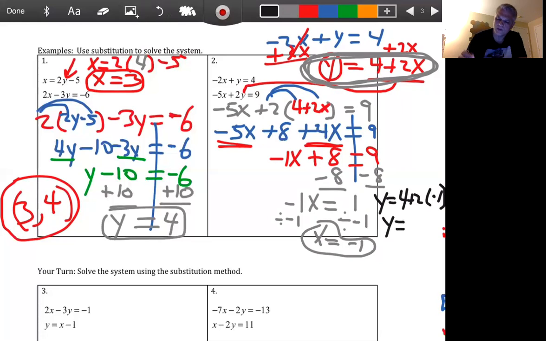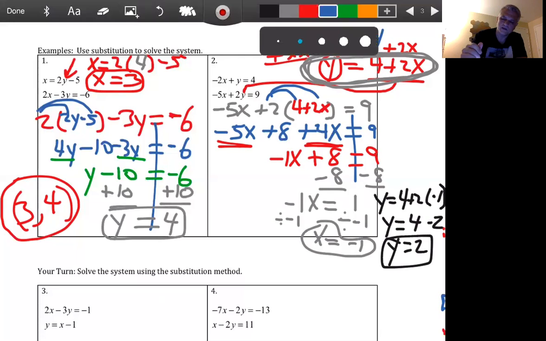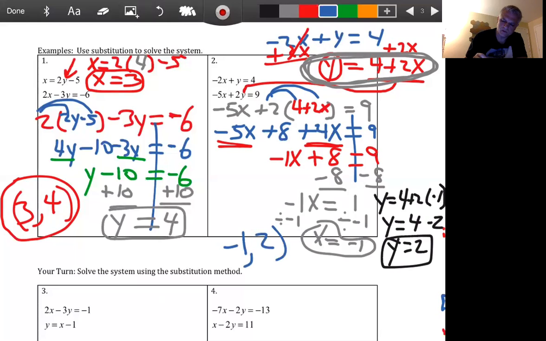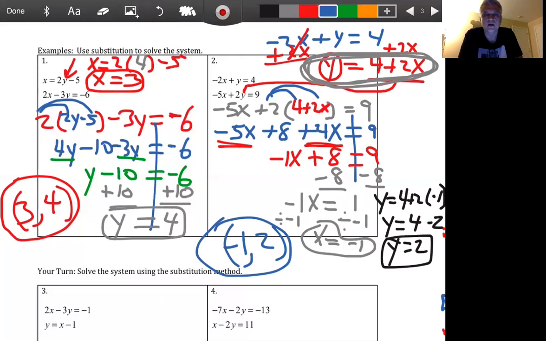So 4 plus 2 times negative 1. All right, PEMDAS, order of operations, tells me I've got to do the 2 times negative 1 first. So 2 times negative 1 is negative 2, so 4 minus 2. So y is 2. All right, so that tells me that my answer should be negative 1, comma 2. If I graph those two lines, the lines would intersect at negative 1, comma 2.